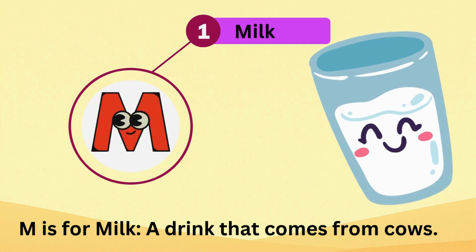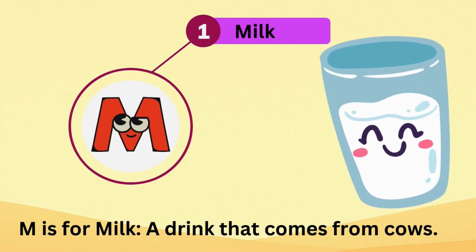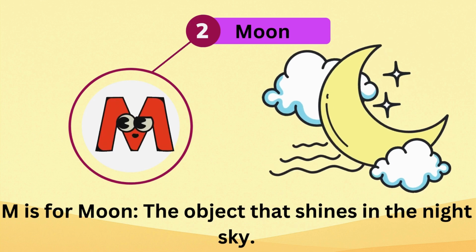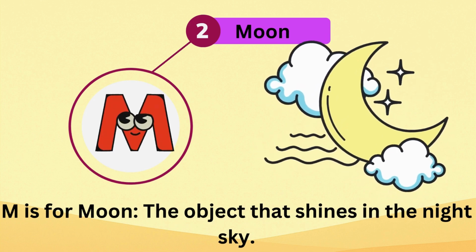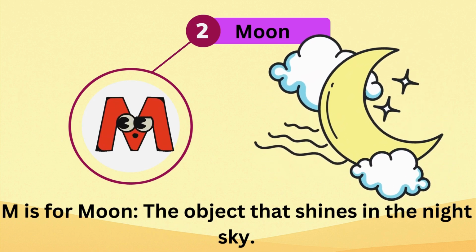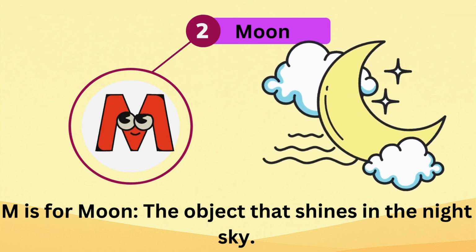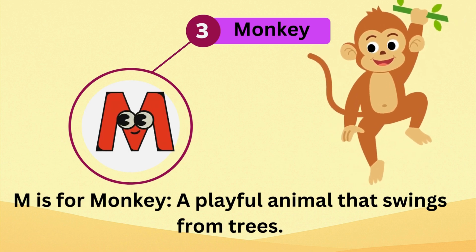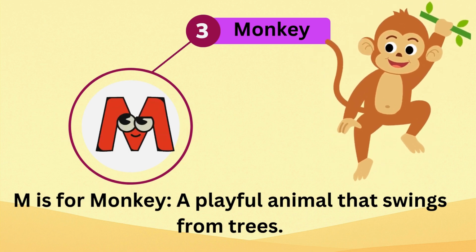M. M is for milk, a drink that comes from cows. M is for moon, the object that shines in the night sky. M is for monkey, a playful animal that swings from trees.